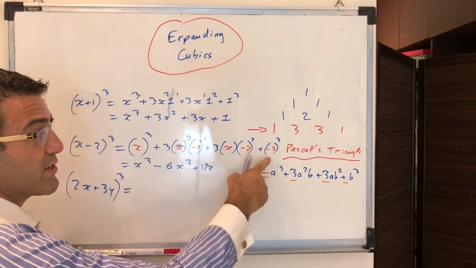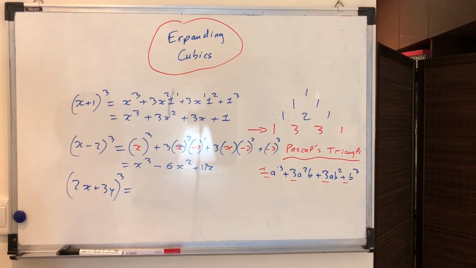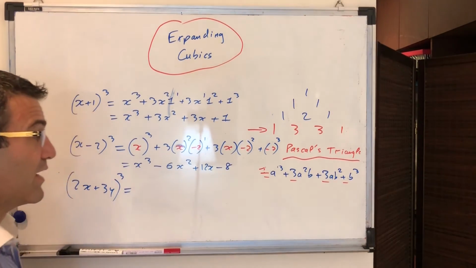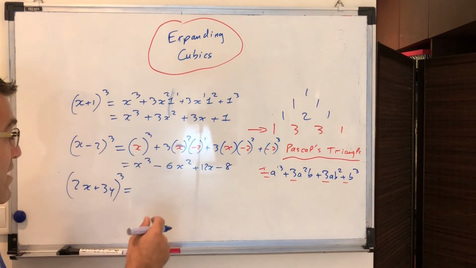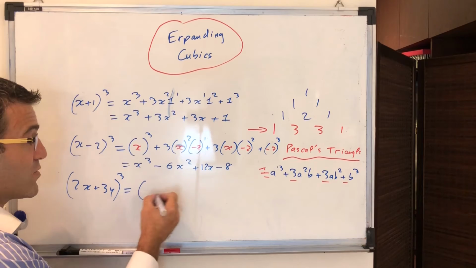And then the last one is going to be minus 2 cubed. Now a negative cubed, or to an odd power, is negative. So you get minus 8. So this is the result for that one. This one's a little bit trickier, so I'll make sure to use brackets for you guys as well.